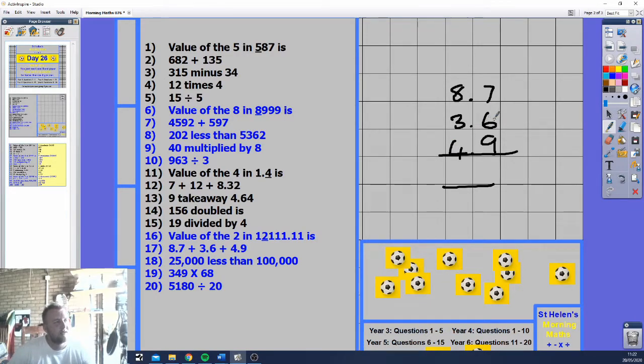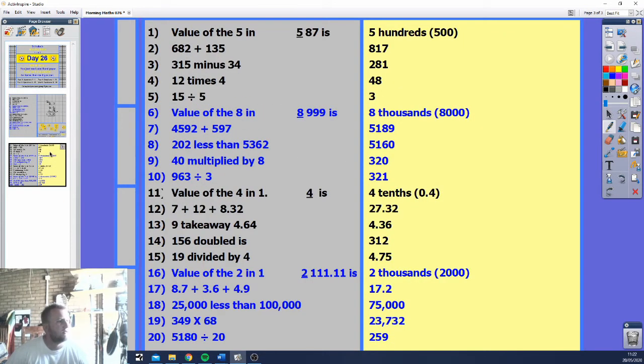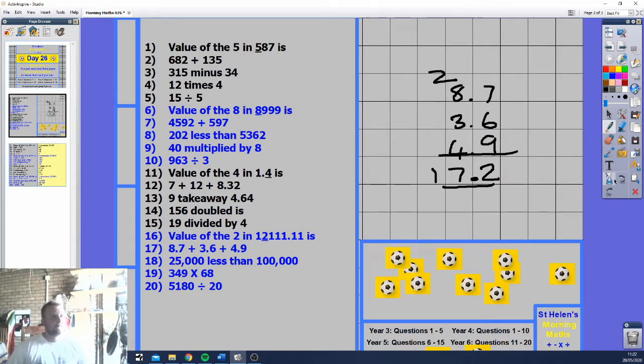7 plus 6 is 13. 13 plus 9 is 22. 22. 8 plus 3 is 11. 11 plus 4 is 15. 15 plus 2 is 17. Decimal place. 17.2 is the answer. Okay?